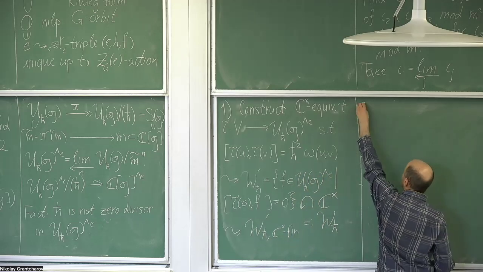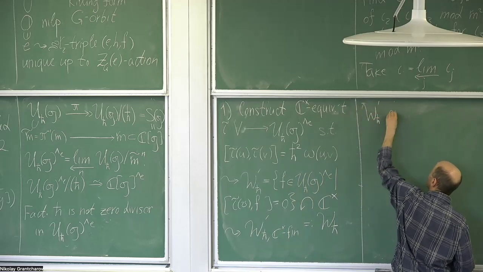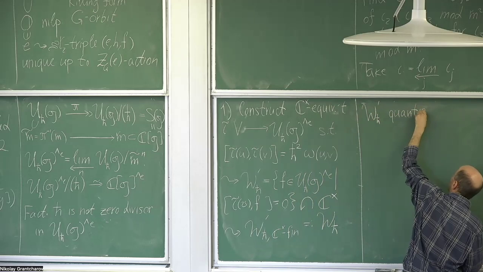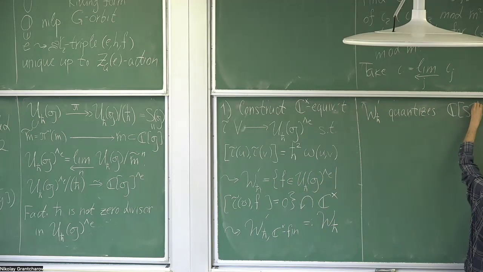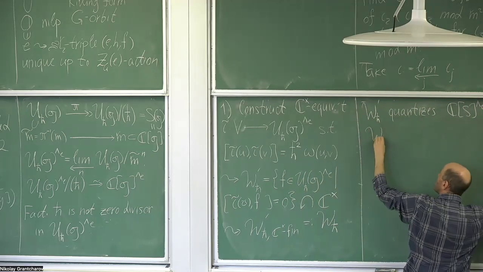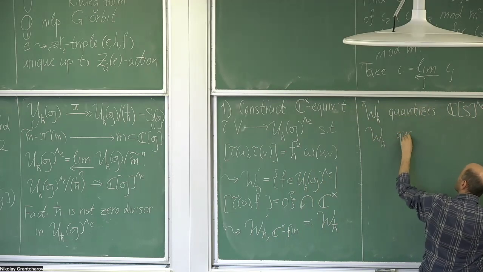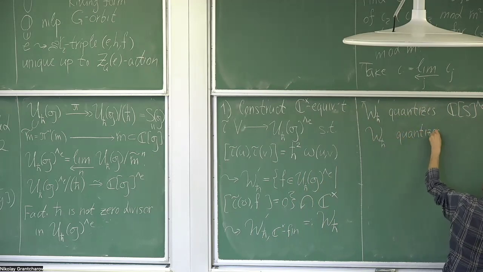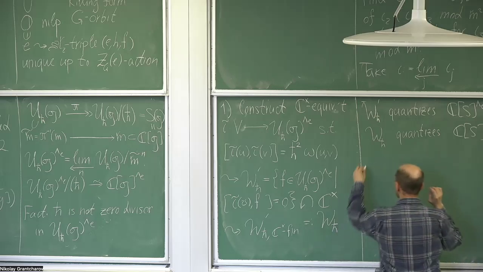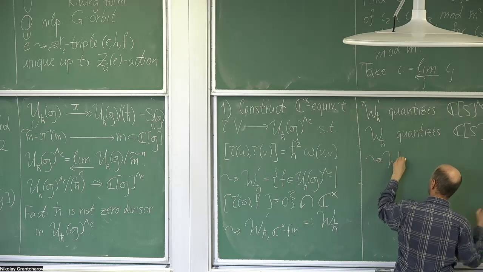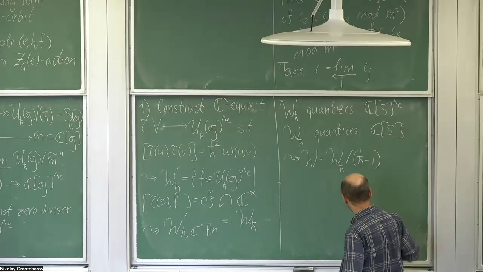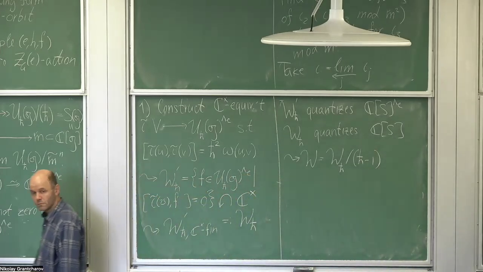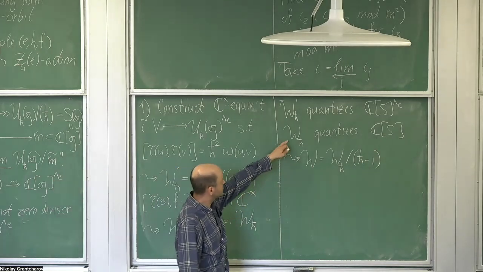So W prime quantizes, in the sense of deformation quantizations, C of S completed. And W H bar quantizes those above polynomials, because all the degrees are positive. And finally, I set W to be W H bar modulo the ideal H bar minus 1. So this guy is graded. This is going to be a filtered algebra.